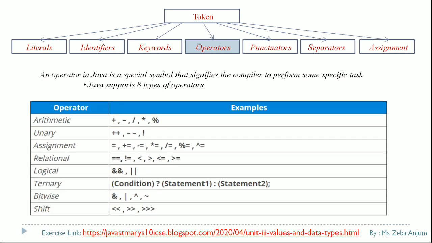Arithmetic, where we are dealing with plus, minus, multiply, divide, modulus and so on. Unary, we are having assignment, relational, logical, ternary, bitwise, shift. See, the first 6 types of operators we are having in our syllabus, but the last two, that is bitwise and shift, we are not having in the syllabus. So in the next chapter when we study the operators, we are going to see all these 6 types of operators in detail. For now, just understand the concept that it is a special symbol that signifies the compiler to perform some specific task.